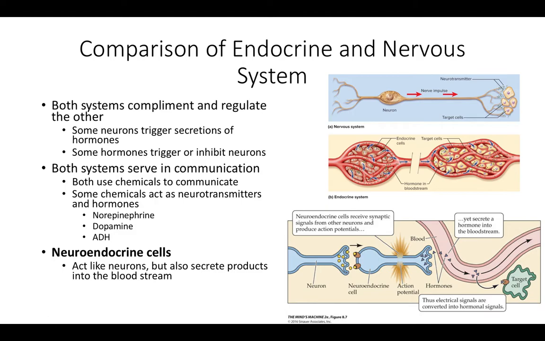So it'll be excited, have some electrical excitation that travels down the axon. Once that excitation gets down to the terminal, these hormones will be signaled to be released into the bloodstream. Okay, so neuroendocrine cells, they are neurons, but they also produce and release hormones.